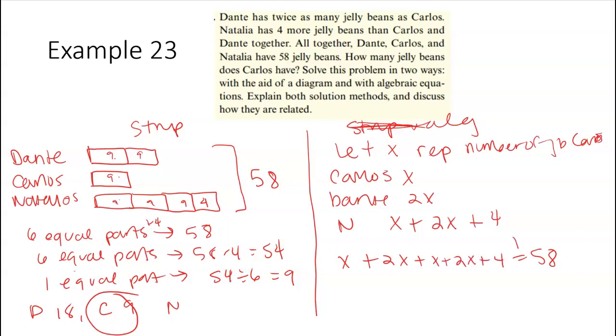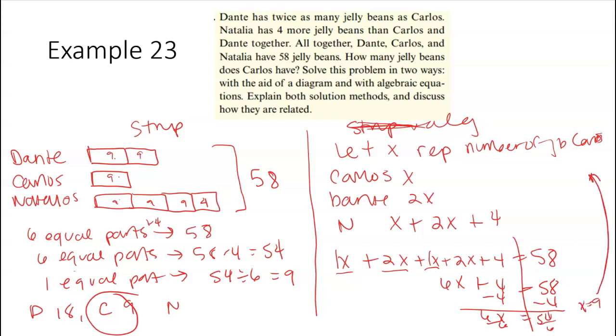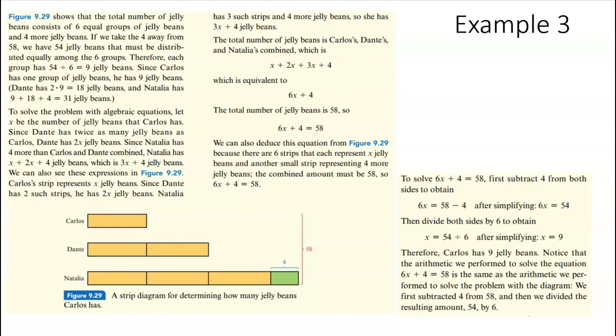So then we would combine like terms. That's 1X and 2X is 3X, 3X more is 6X plus 4 equals 58. Well, then we would just solve it the same way. 6X equals 54, I'm running out of space, divide by 6. X equals 9, so Carlos has 9. And that should say 3X, huh? There we go. And then here it is written out, if that's helpful for you. We'll pause here and continue our final example in our last video on this section.